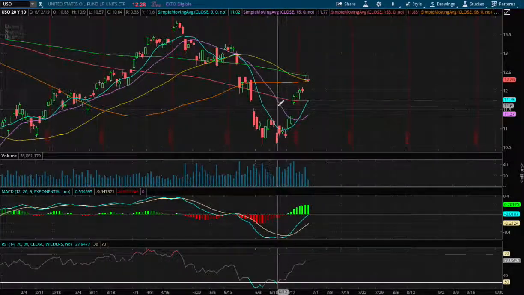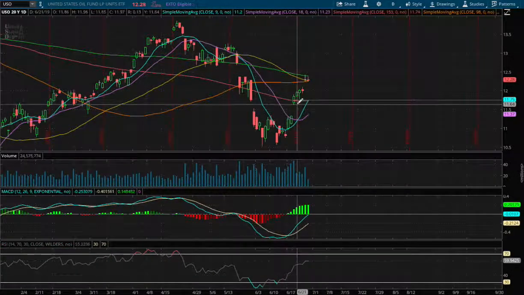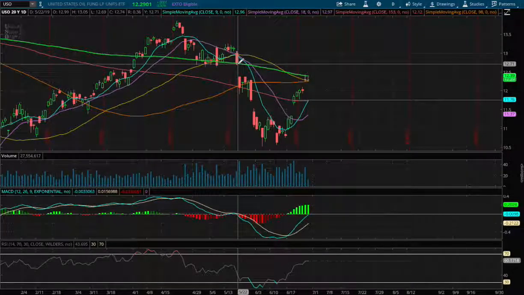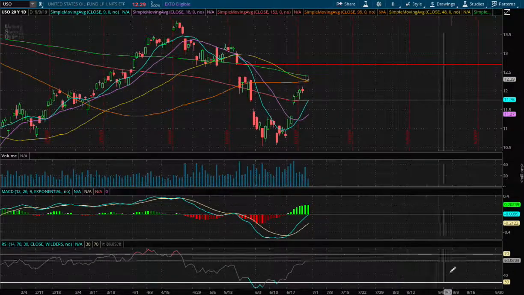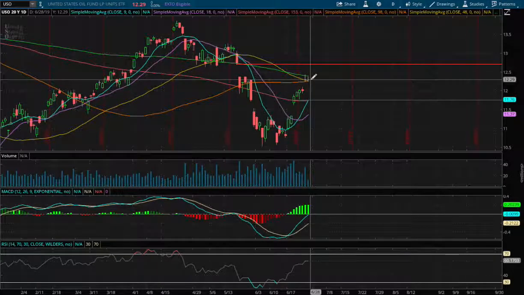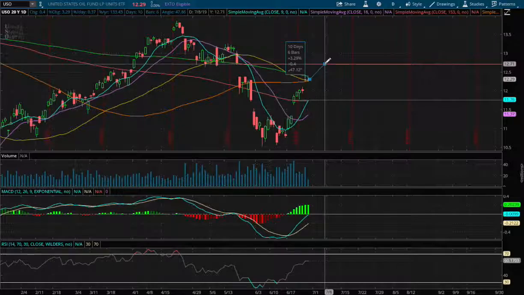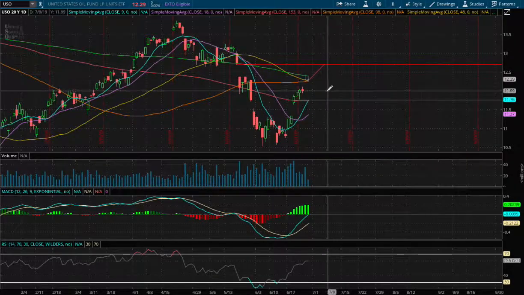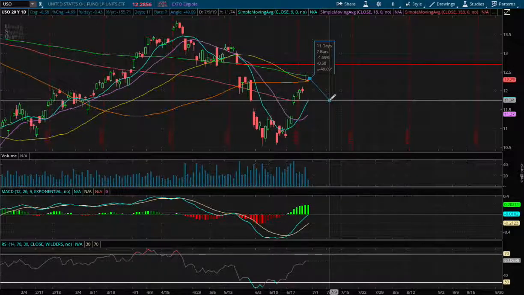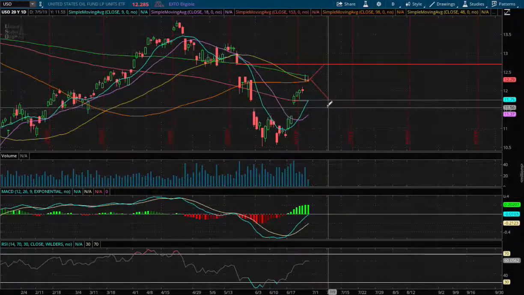But if we were to continue on higher, I would see that a good possibility is us filling this gap right here that dated back to May 22nd. And that is the price of $12.71. So if we were to fill in that gap and move on higher, that price movement is roughly around 3.3% move up. And if we were to find support back down here, that price movement is around 4.7% move down.